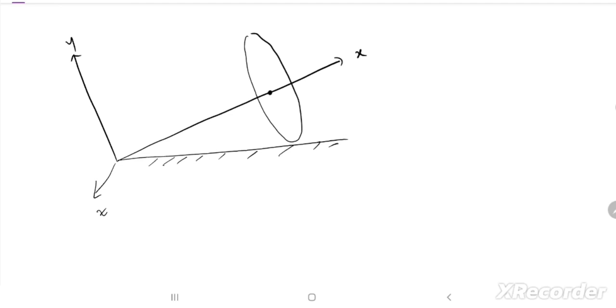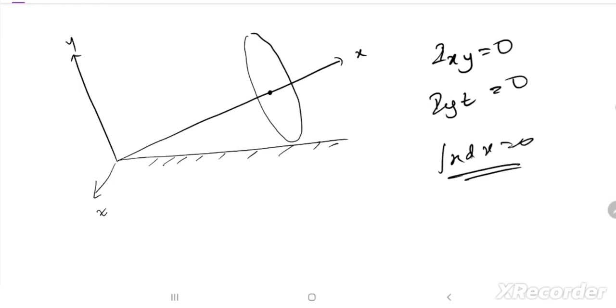Now tell me, Ixy is equal to 0. Iyz will also be 0, because the z component may be positive, but the y component will be negative, and when the summation of xy comes out to be 0, you know that the integral of x dx is equal to 0. The same thing is happening here, right? So Ixy is equal to 0, Iyz is equal to 0, Izx will also come out to be 0. Just be cool and calm and solve the problem.